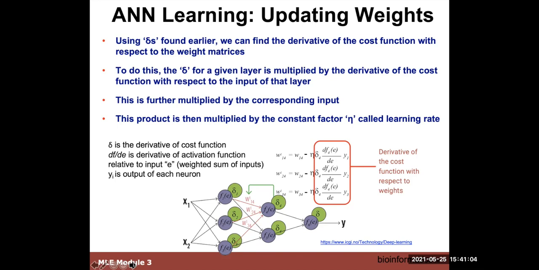So what's written on the left is the delta. It's the derivative of the cost function. DF/DE is the derivative of the activation function. That's usually the sigmoidal one. The cost function for this one is some kind of cross entropy. And then Yi is the output of each neuron. So this is essentially similar to that perceptron formula, the delta rule, but with some modifications. Alpha in the perceptron rule is the same as eta here.